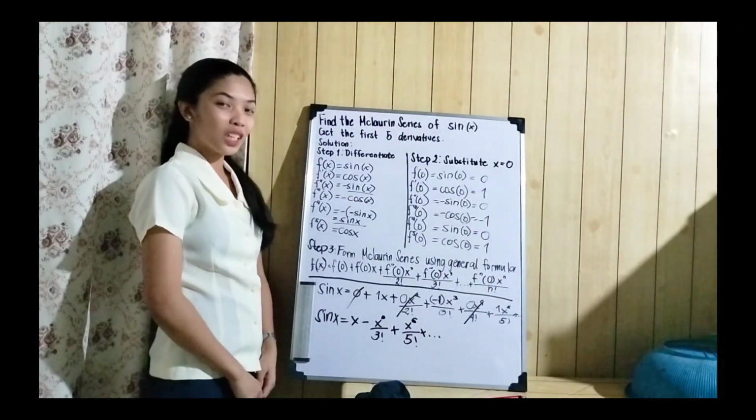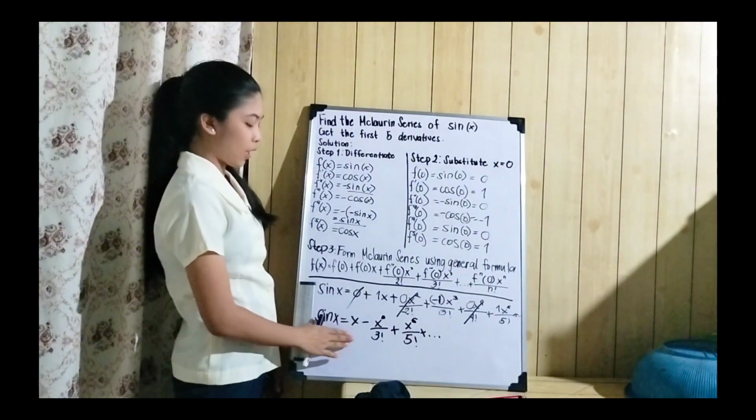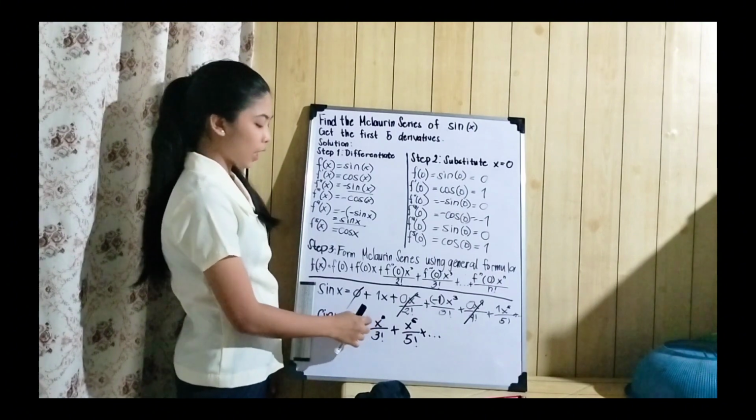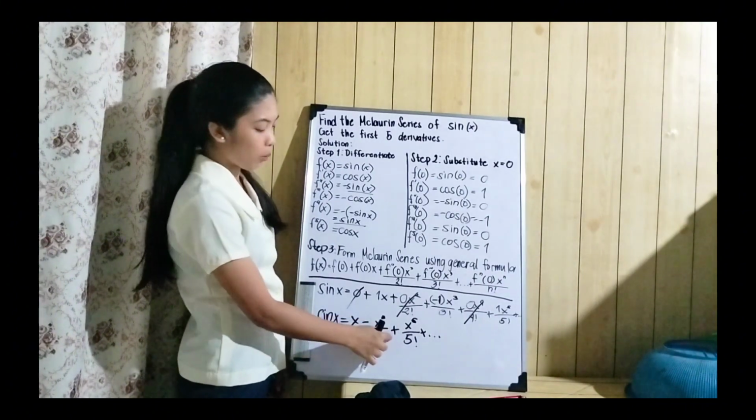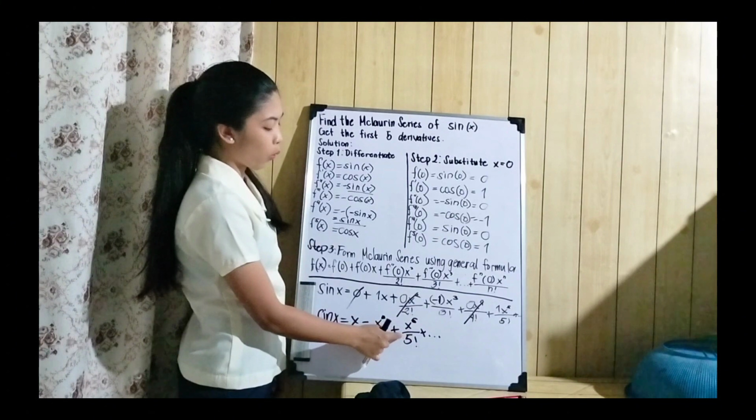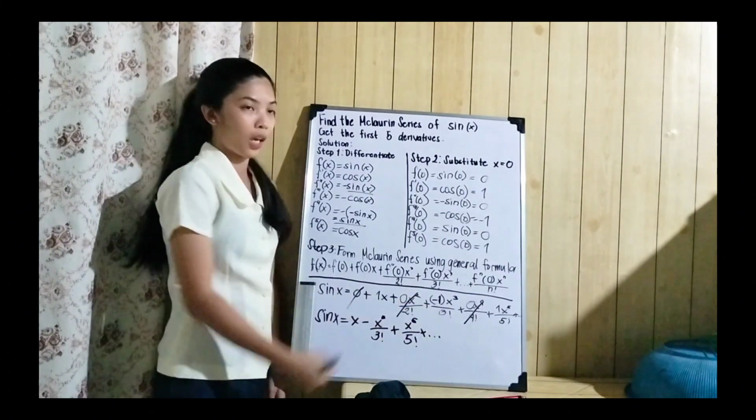So the Maclaurin series of sine of x is equal to x minus x cubed over 3 factorial plus x raised to 5 over 5 factorial and so on.